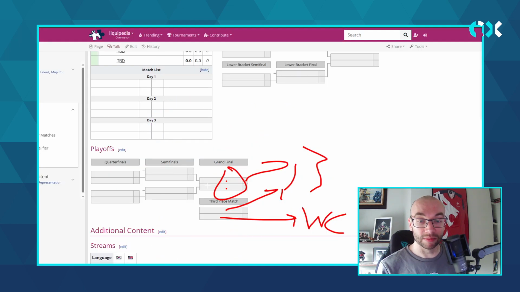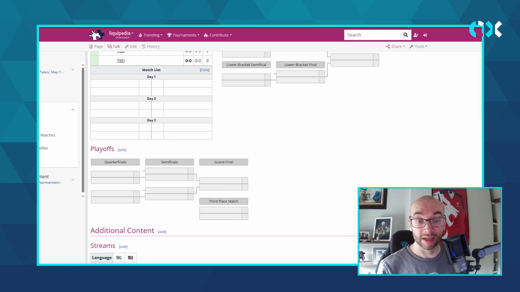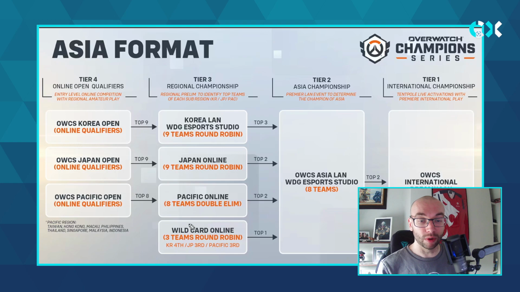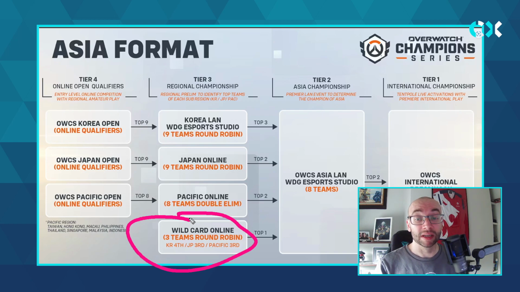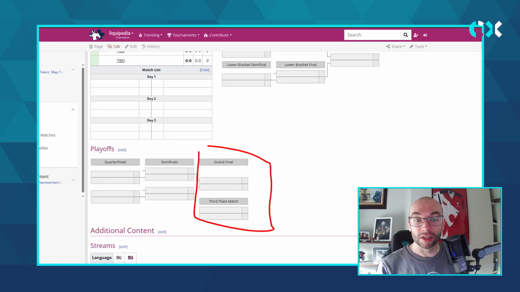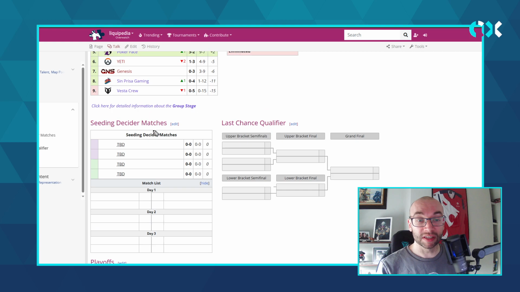So if I'm looking at these games, what's super important for me is getting into this top 4. Because if you're in this wild card match, you only have to beat the 3rd place Japanese team and the 3rd place Pacific team, which in theory should be a pretty straightforward qualifier for the 4th place Korean team to get themselves into this spot at the LAN, in theory. So it's super important you get in this top 4.